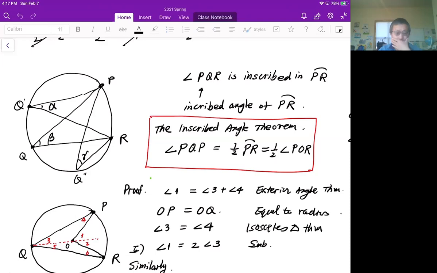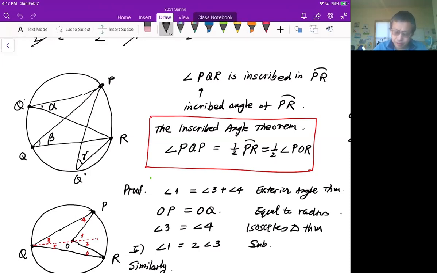So what does that mean? Well, first we have the arc PR. So that's arc PR here, right? And then we have the inscribed angle on PR. That is the angle here, alpha.